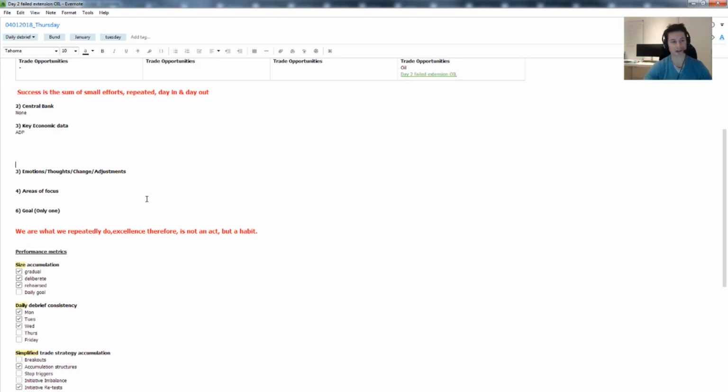So what were some of the emotions I felt today? When I executed, was I uncomfortable with the risk? Was I thinking about my P&L the whole time? I go and write down every single aspect that I can identify in terms of thoughts and emotions. Okay, once that's done, we then focus on some of the areas we want to focus on.